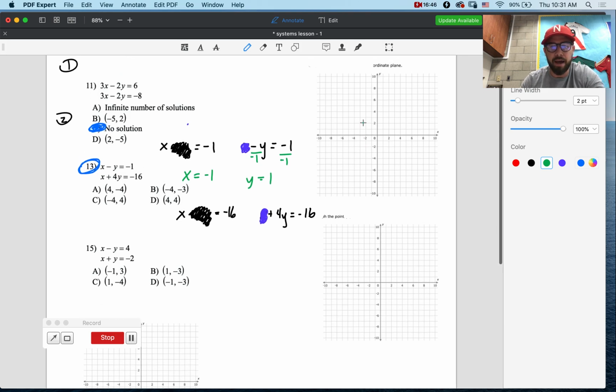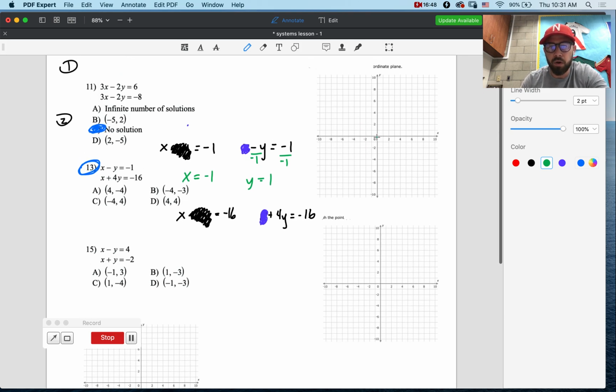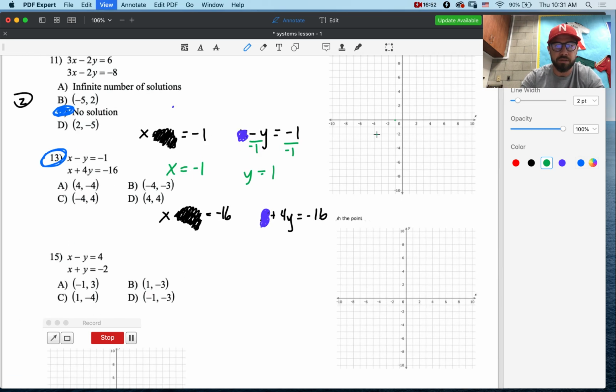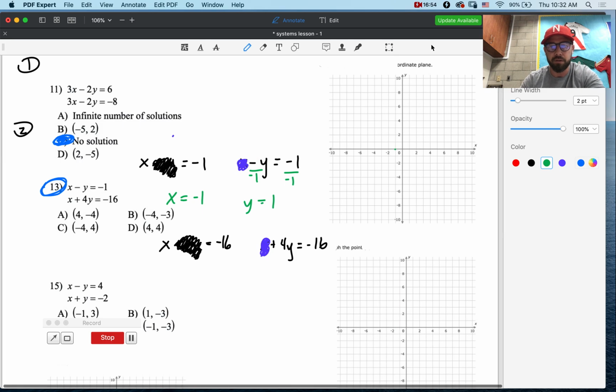So let's go ahead and graph that. x equals -1, so -1 here. I might want to just zoom in so I can actually see the graph. Okay, x equals -1, and we said y equals +1. It looks like there's our line. Hopefully I can make it straight. I'm going to try my best.